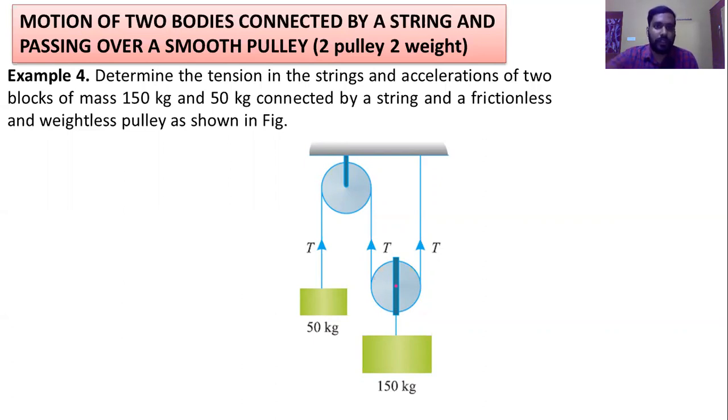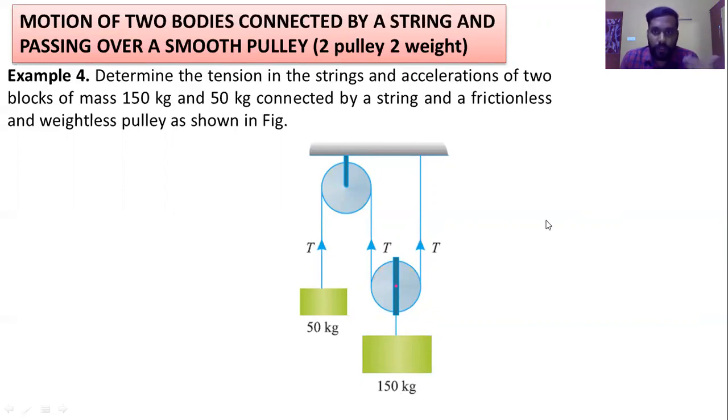We need to find the tension, and also we need to find the accelerations too. In this case we have one fixed pulley and one movable pulley. This pulley is actually a movable pulley and this one is a fixed pulley. There is a single rope passing over the two pulleys, and 50 kilogram is attached on one side, the other end of the string is fixed, and 150 kilogram is attached to the movable pulley.